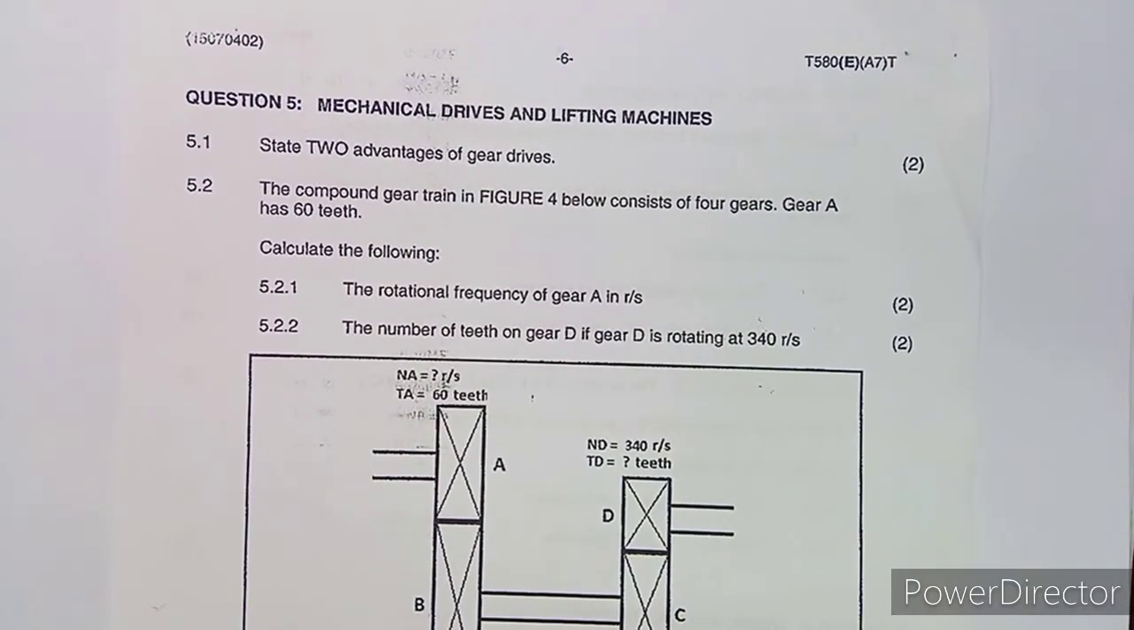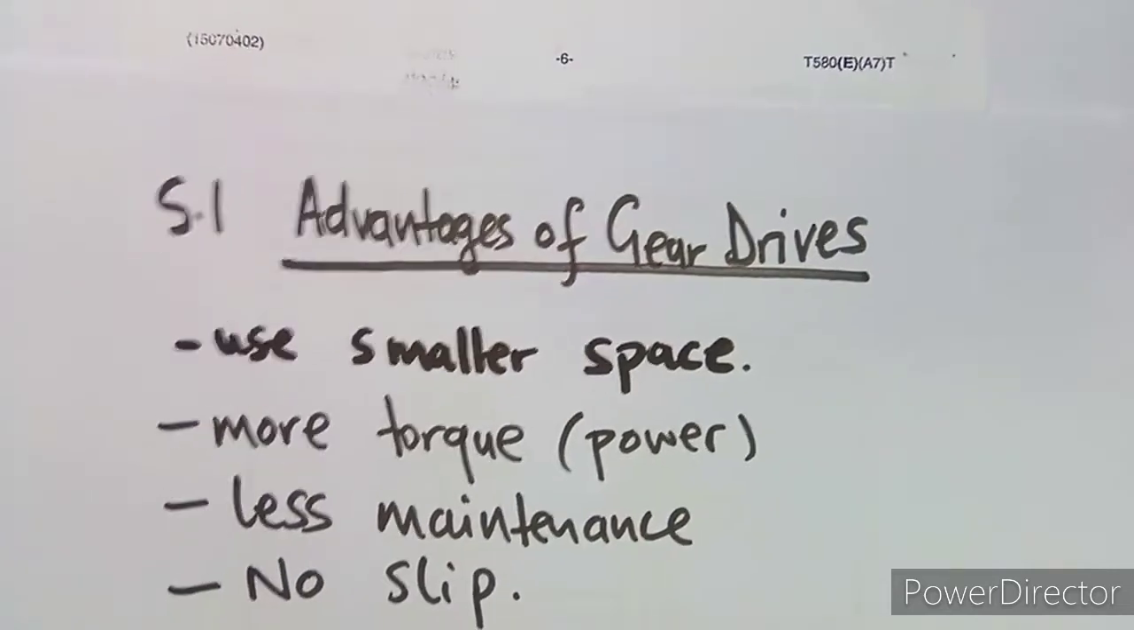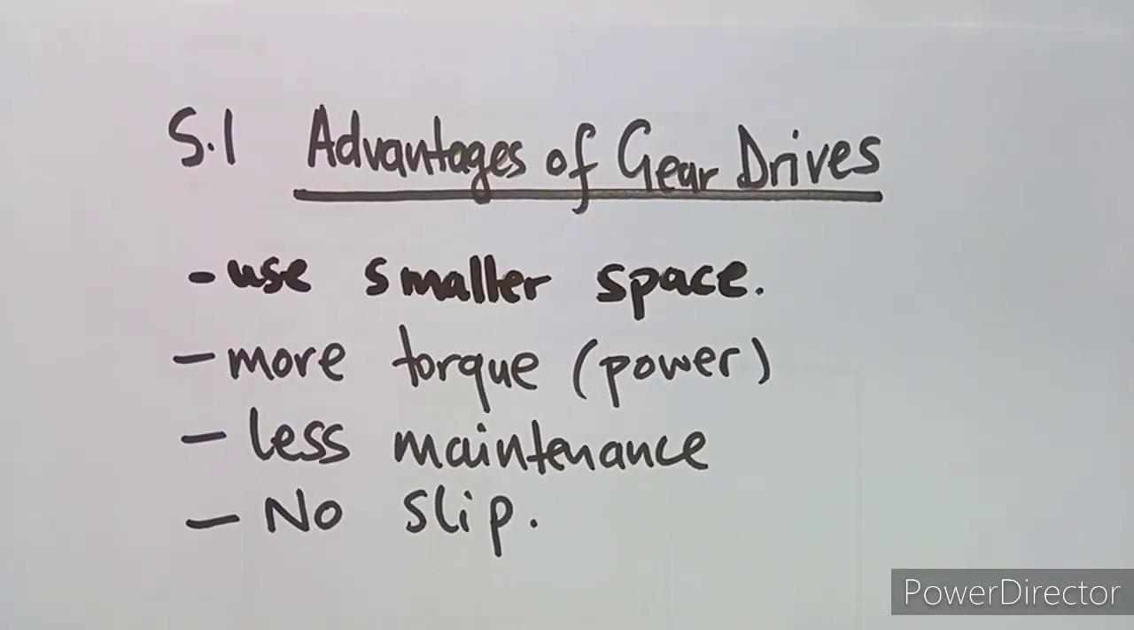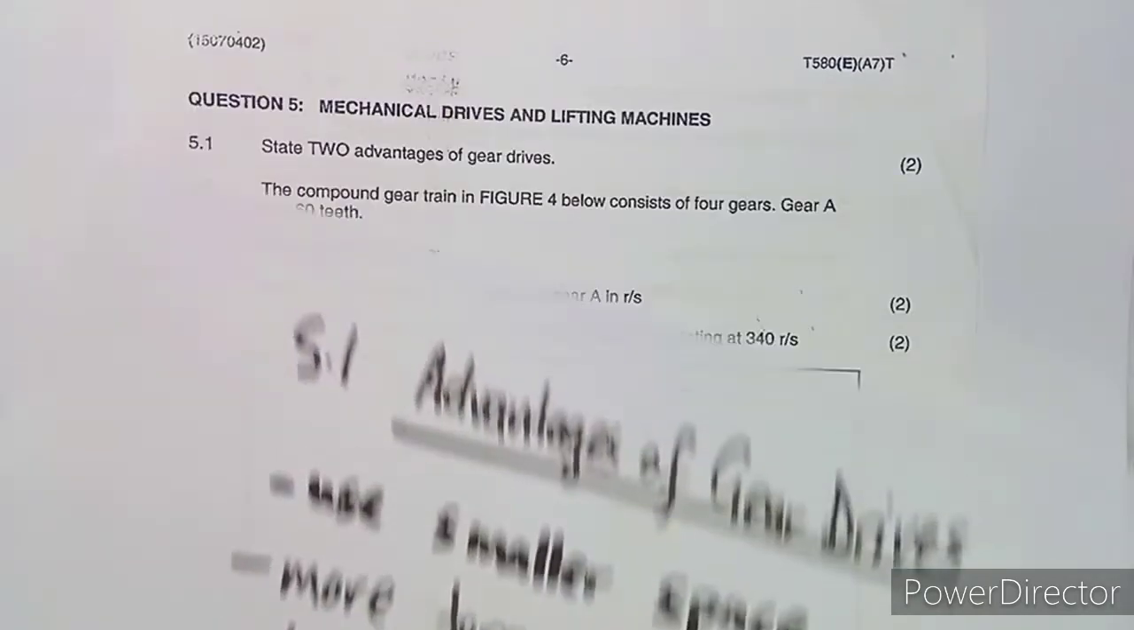So let's just quickly rush through the question, guys, that you're given. The first question is to state 2 advantages of gear drives. Okay, so there I just listed some of the advantages that you can have on gear drives. Remember guys, advantages: they use smaller space, there is more torque, that is more power, less maintenance, and there is actually no slip there. So these are the advantages that you can obtain when you are working with the gear drives. Okay, so that was 5.1 there.